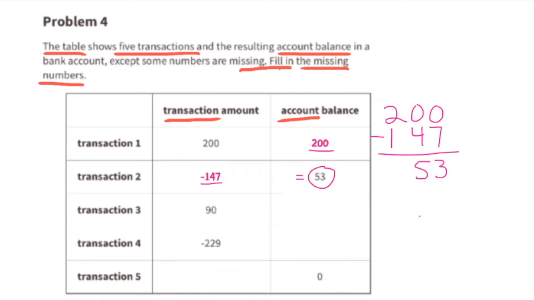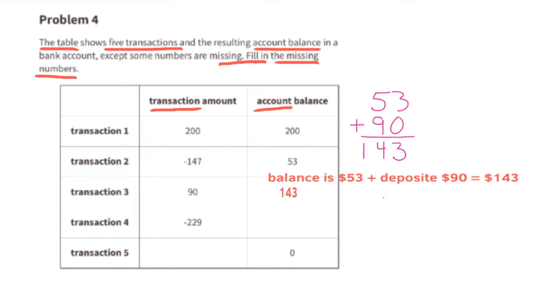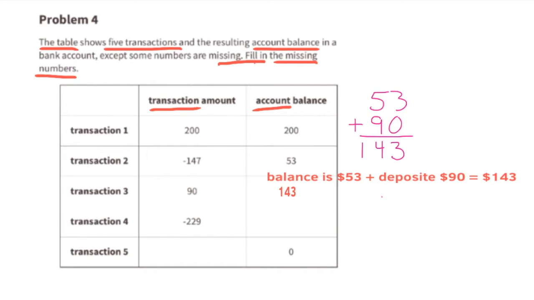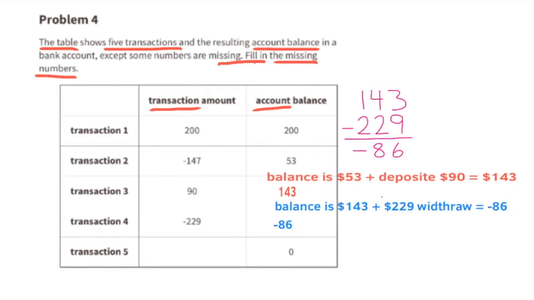During the third transaction, they deposit or add $90. The account balance was 53. They added 90. Now the new balance is $143. During the fourth transaction, they withdrew $229. Their balance was only $143, so I'm not sure why they withdrew $229. They're definitely going to owe the bank money, and there's going to be extra overdraft fees, but not counting the fees, the new balance is negative $86. That means that they owe the bank $86.